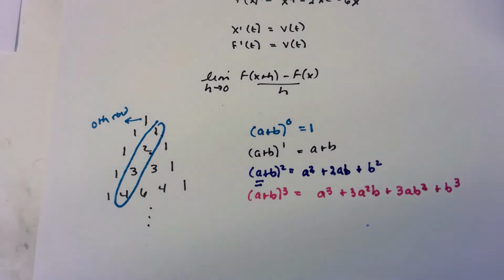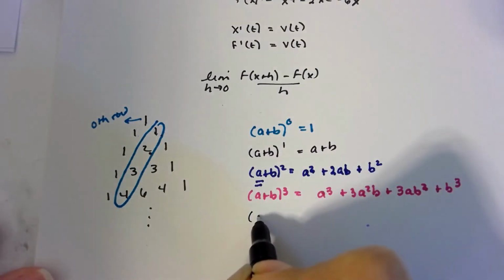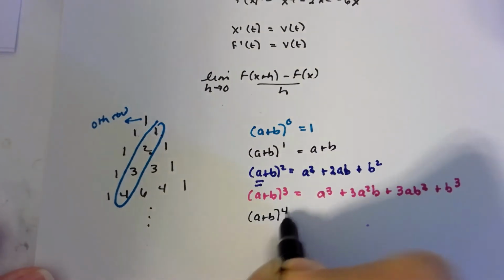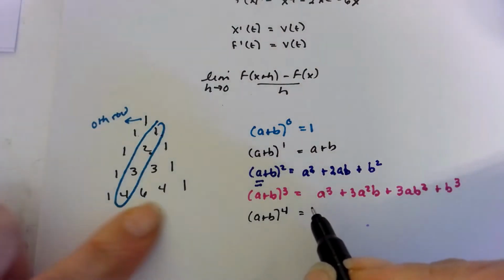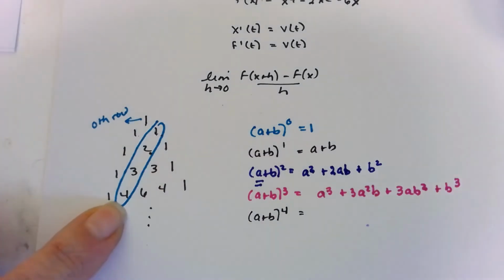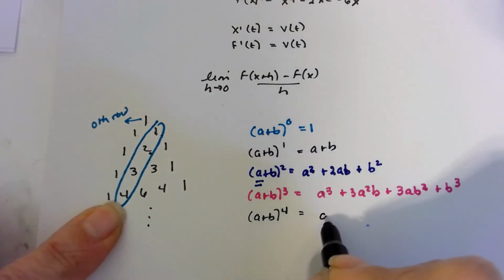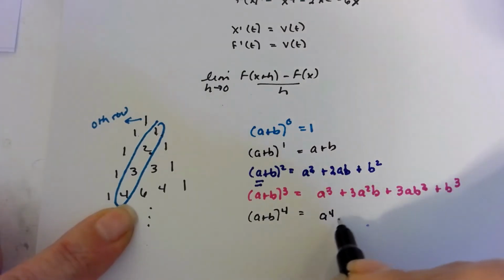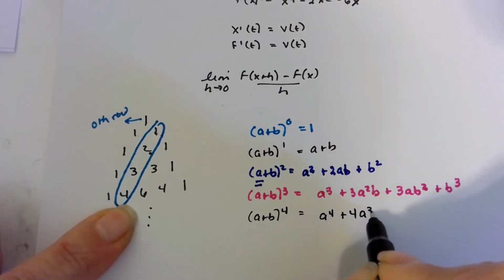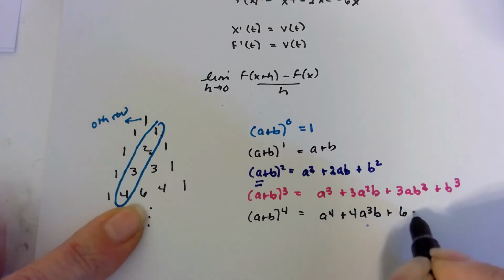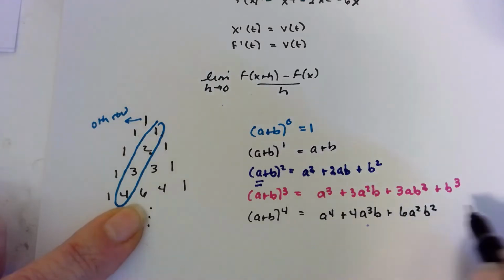Let's do one more, just because I'm having so much fun. A plus b to the 4th. Well, that's going to be, again, here's the 4th row. And the coefficient of the first term is always going to be 1, so it's going to be a to the 4th, right? Plus 4, a cubed b, plus 6a squared b squared, plus 4ab cubed, plus b to the 4th.